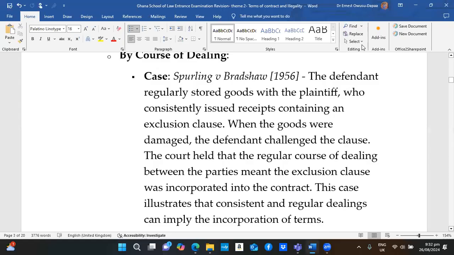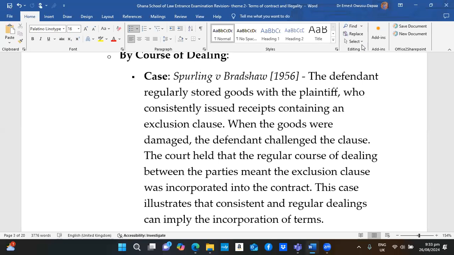Well, sometimes too, terms of contract may be established with reference to course of dealing. If the parties have dealt with one another before, and anytime that they deal with one another, they deal with reference to certain do's and don'ts, then subsequently, where they make a contract and they don't even articulate it, the court can make reference to their established course of dealing and say that these are also considered as forming part of the contract, as happened in Spurling against Bradshaw.